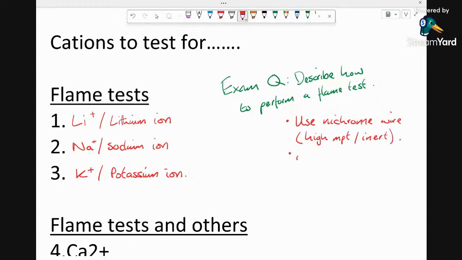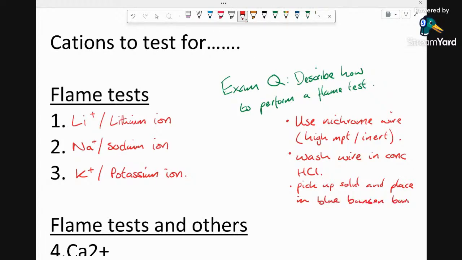Wash the wire in concentrated hydrochloric acid, concentrated HCl. I'm then going to pick up the solid and place it in a blue Bunsen burner flame. And that is how you perform it. The last one would probably be record the color.